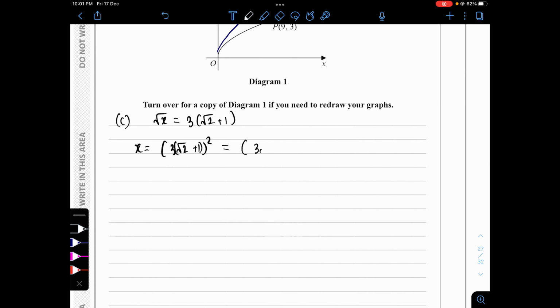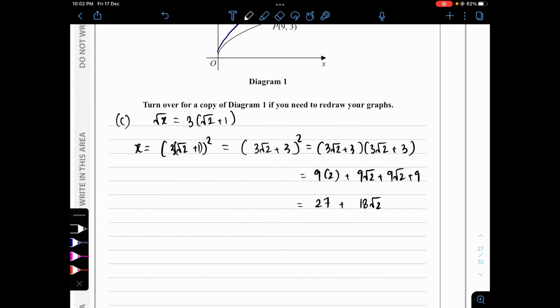So this will be now 3 root 2 plus 3 squared. So now the same thing as saying 3 root 2 plus 3 times 3 root 2 plus 3. And then we can expand it. So that'll be 9 times 2 plus 6 root 2. No, sorry. That'll be 9 root 2 plus another 9 root 2 plus 9. So that'll be 9 times 2 is 18 plus 9, which is 27 plus 18 root 2. So that's x, right? That's our x value.